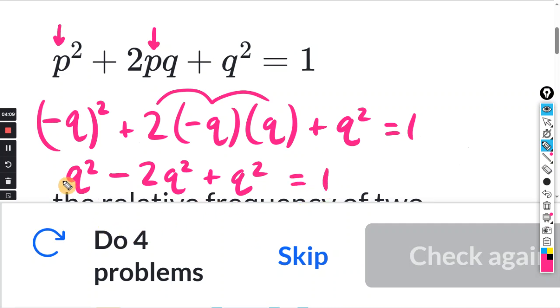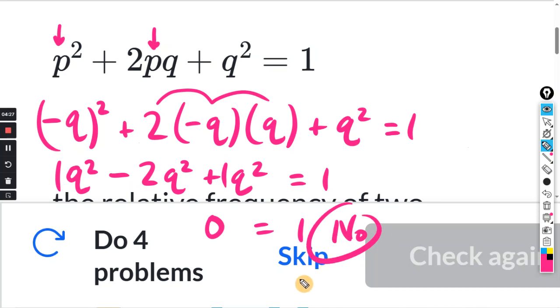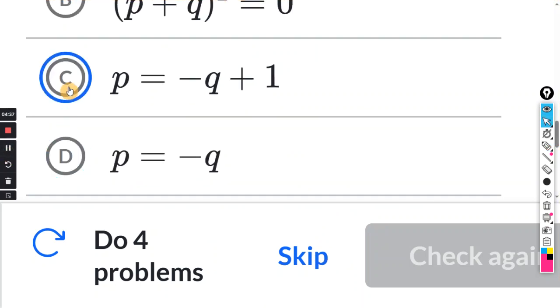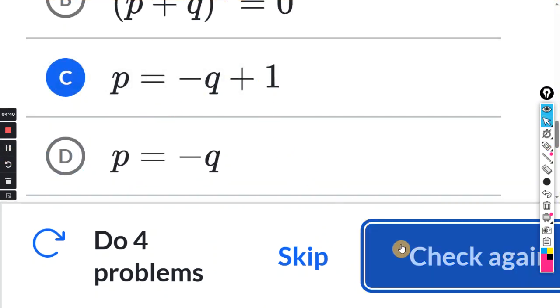All right, this is 1Q squared, this is 1Q squared. 1Q squared plus 1Q squared is 2Q squared minus Q squared minus 2Q squared equals 0. Okay, does 0 equal 1? No. All right, so clearly it is the other answer, and the other answer had a plus 1. If we had a plus 1 here, it would work. So that's how we know the other answer is correct. Answer C, negative Q plus 1.